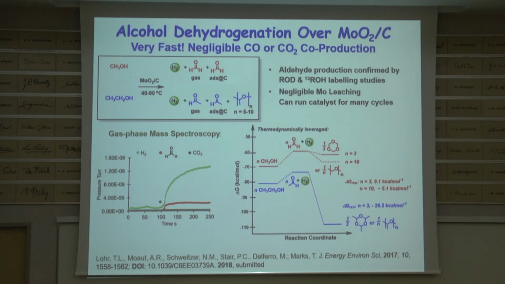One third of all the methanol made in the world is used to make formaldehyde for all kinds of plastics, things like that. So it's a commodity chemical. We cannot find any CO2 or any CO in these reactions. Negligible molybdenum leaching. We've done every kind of isotopic, we meaning Tracy, every isotopic labeling experiment you could think of.